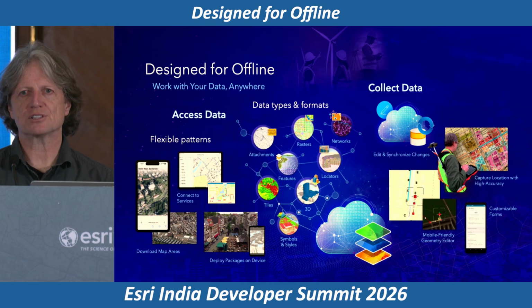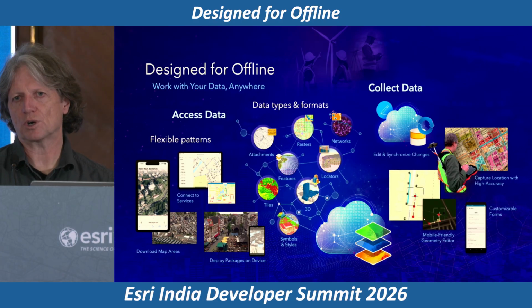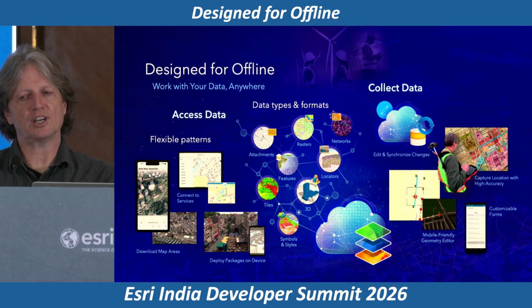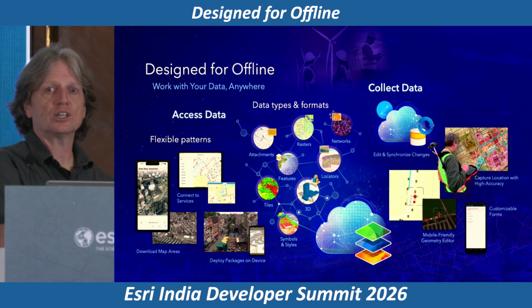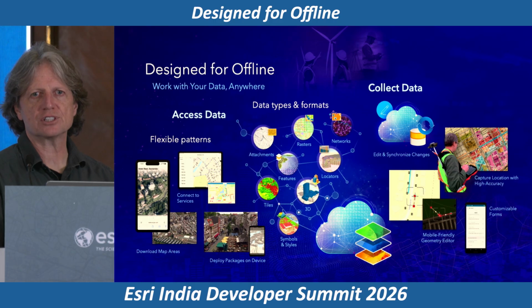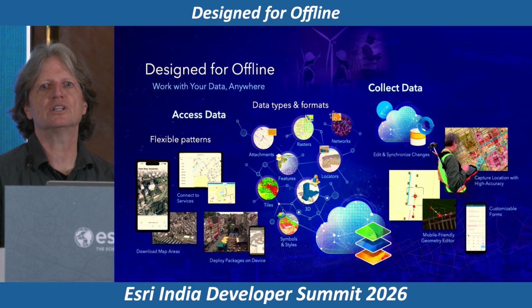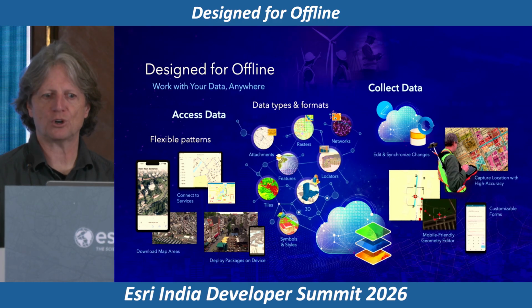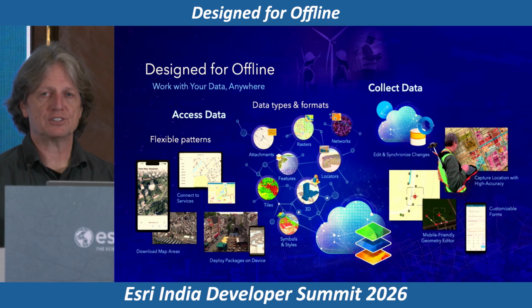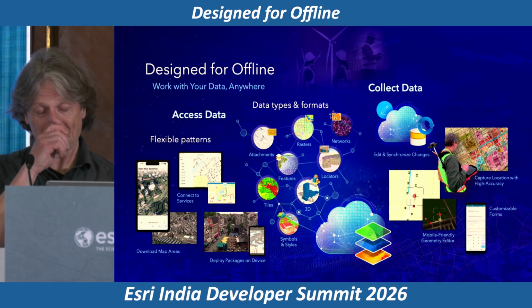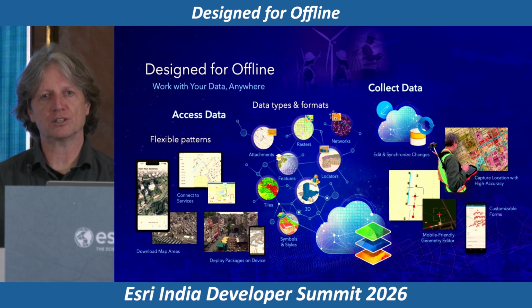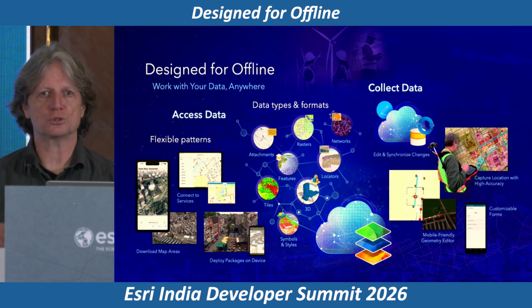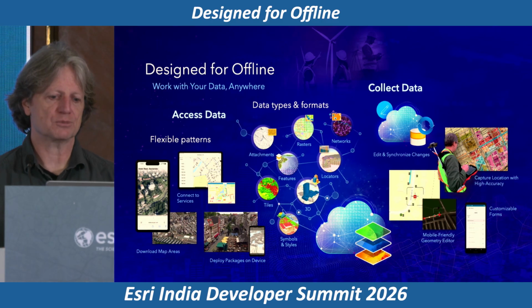So there are lots of patterns that you can use when you're working offline. You could be fully offline where the data gets loaded onto your device. You could be fully online where you're just connecting to the services, or you could be somewhere in between. The native SDKs will support all these different flexible patterns. Lots of data types are supported, whether it's the layers coming from services or whether it's from files or databases stored on the devices themselves.